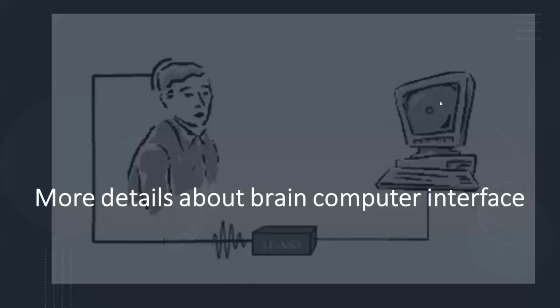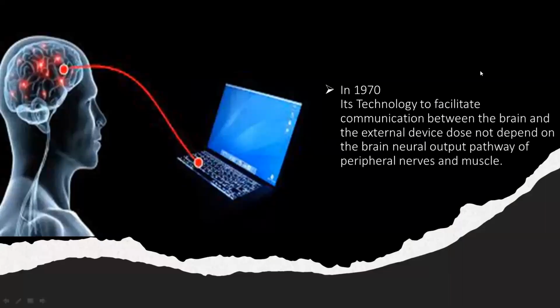The brain-computer interface started in 1970. This technique is a computer-based system that acquires brain signals, analyzes them, and translates them into commands that are relayed to an output device to carry out desired actions. This technique doesn't use the brain's normal output pathways of peripheral nerves and muscles.